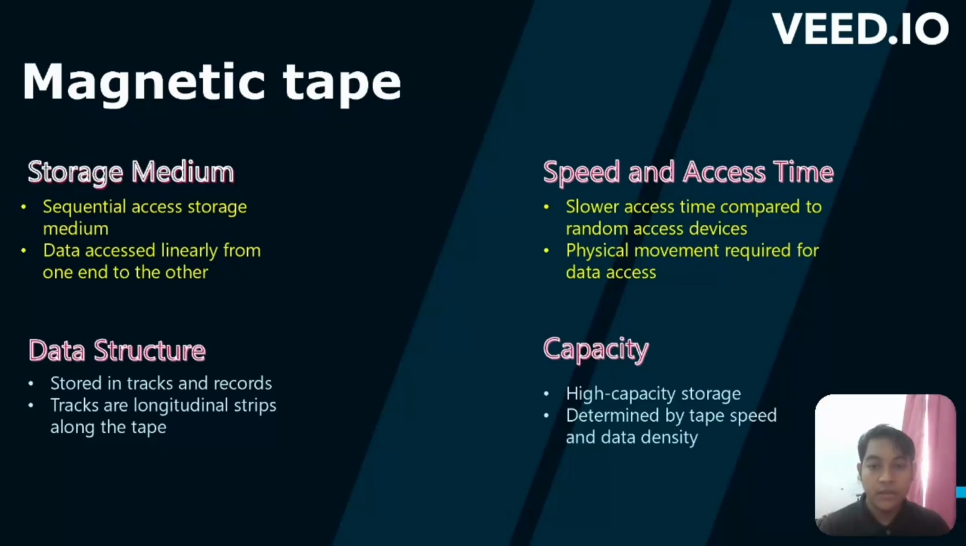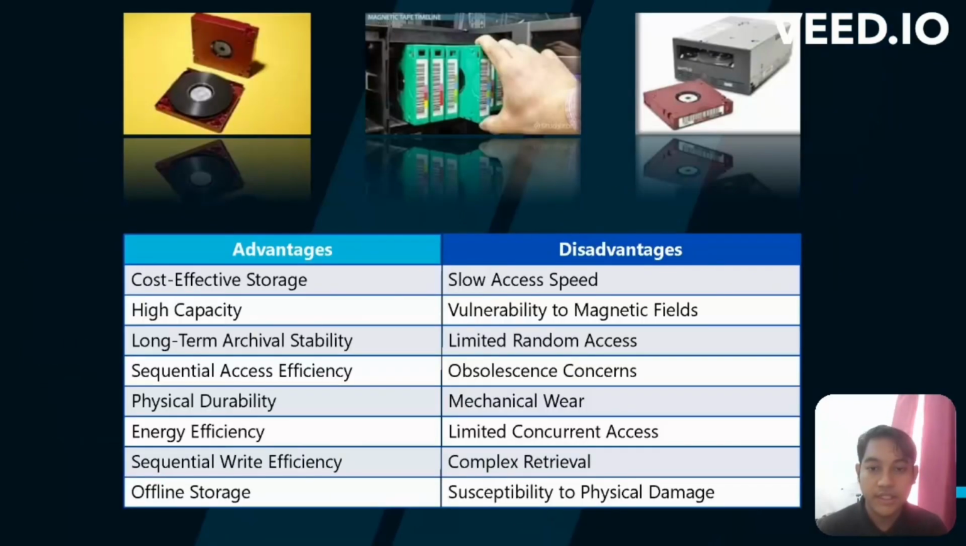For capacity, magnetic tape has historically been used for high capacity storage. Tapes come in various lengths and widths, and their capacity is determined by factors such as tape speed and density of data record. These are advantages and disadvantages of magnetic tape. Advantages such as cost-effective storage, high capacity, and long-term archival stability, and so on. Disadvantages: slow access speed, vulnerability to magnetic fields, and limited random access, and so on.